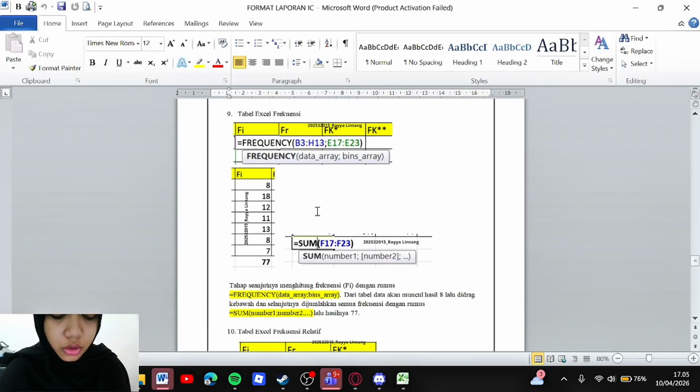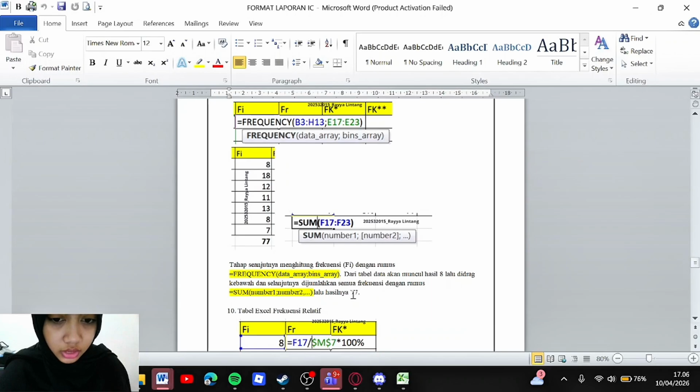Next step is calculating the frequency using the FREQUENCY formula. It is written as equal FREQUENCY(data array, bins array). This formula is used to count how many data values fall into each class interval. After that, all frequency values are added using the SUM formula. The formula is written as equal SUM(number1, number2). This formula is used to calculate the total frequency, and the total result of all frequency is 77.